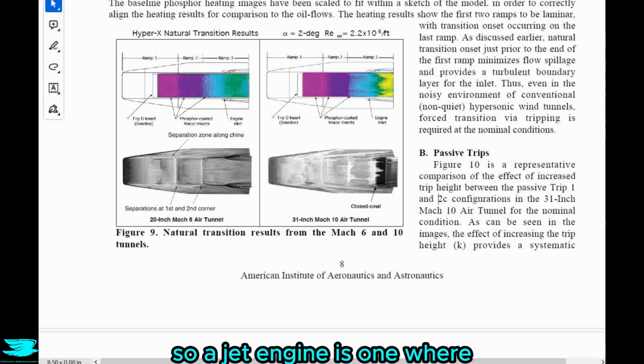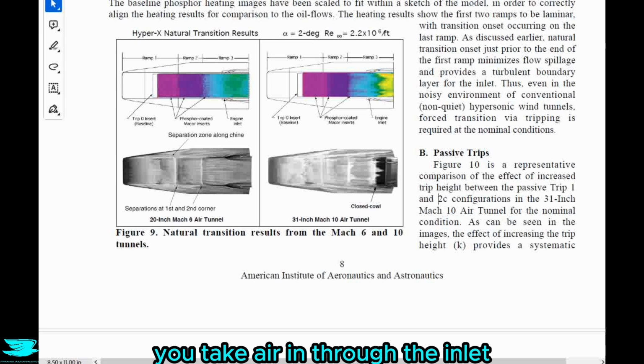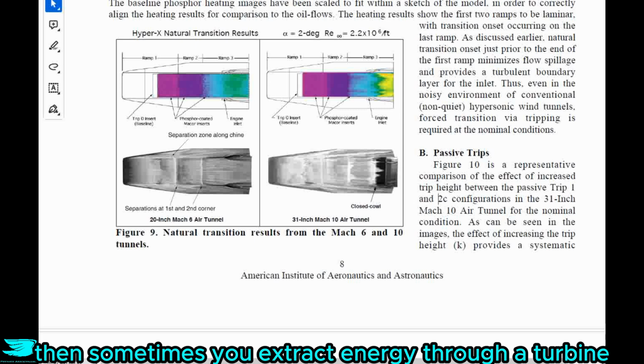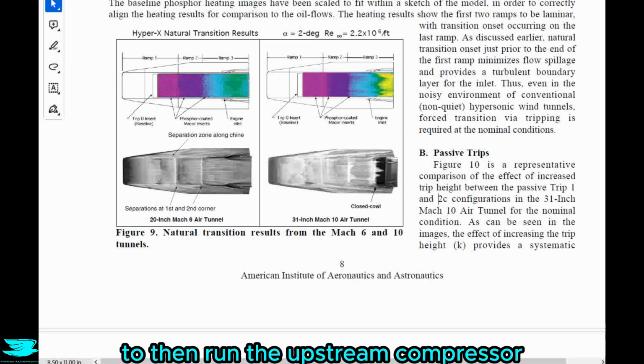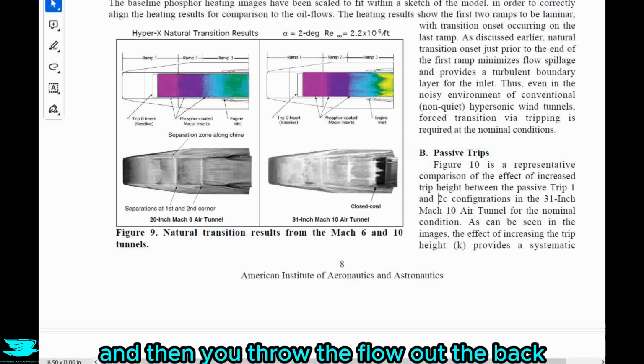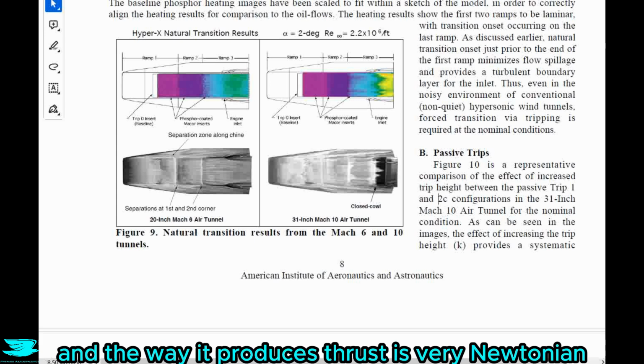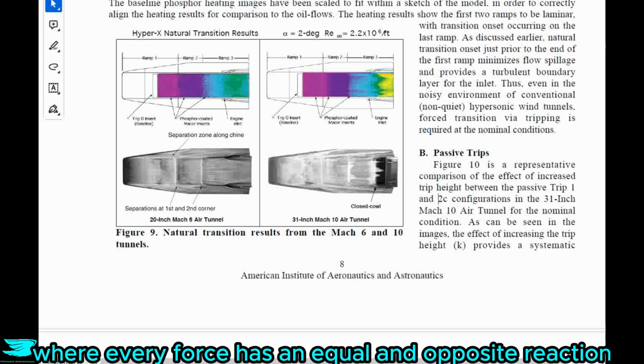So a jet engine is one where you take air in through the inlet, then you compress it, then you dump fuel in it in the combustor stage, then you burn it, then sometimes you extract energy through a turbine to then run the upstream compressor, and then you throw the flow out the back at very high speeds to generate thrust. And the way it produces thrust is very Newtonian, where every force has an equal and opposite reaction.